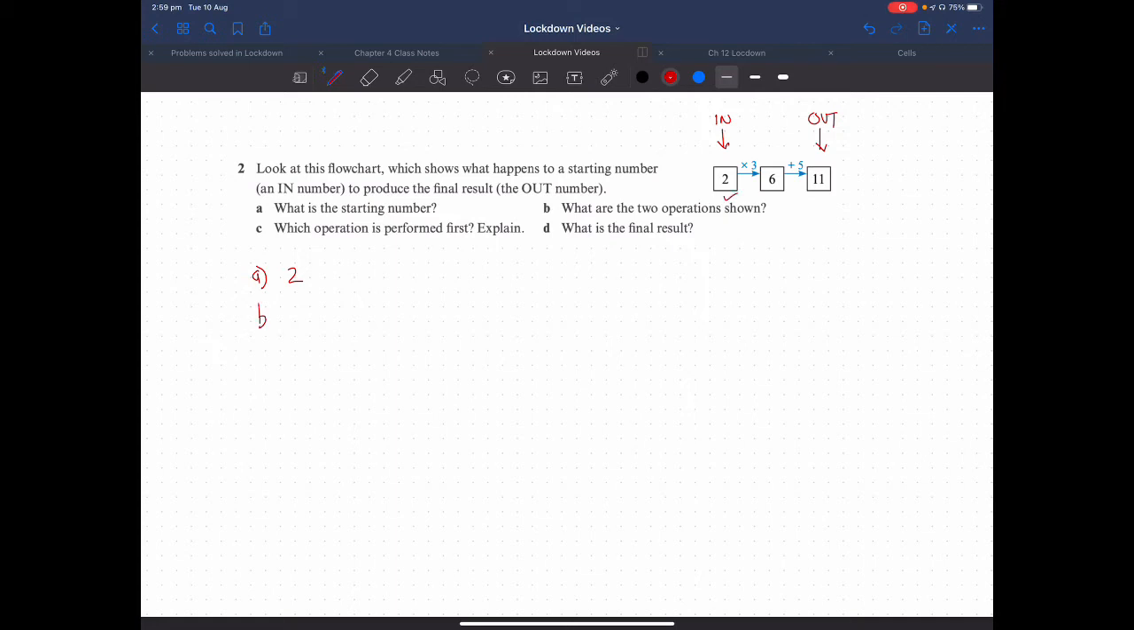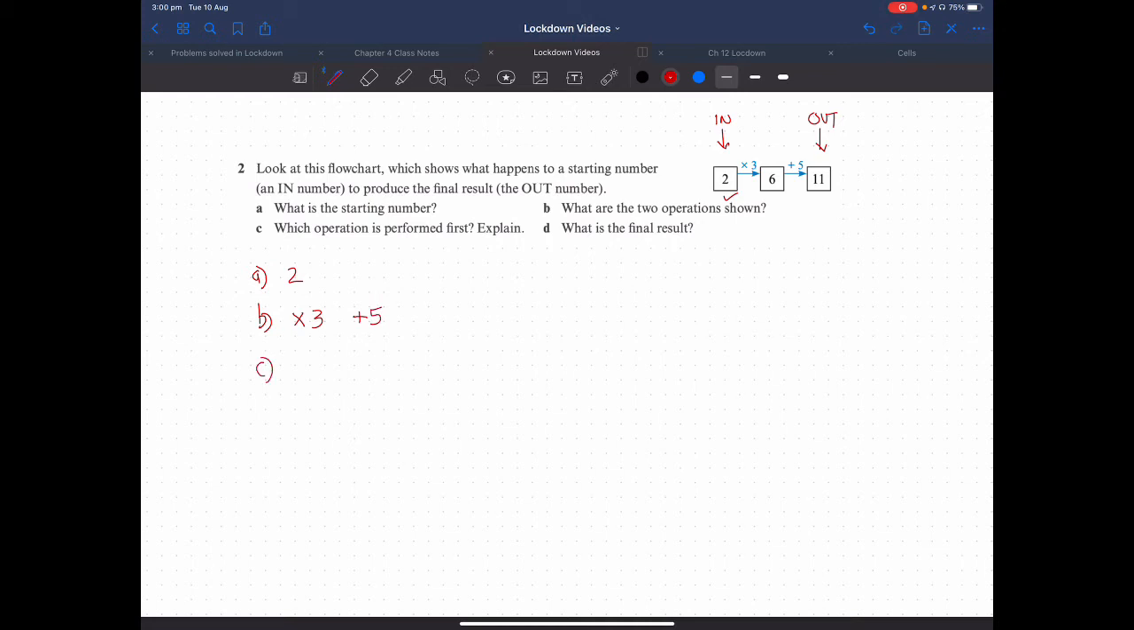B, what are the two operations shown? We're going from 2 to 6 by multiplying by 3. So the first operation is timesing by 3. We're then going from 6 to 11 by adding 5. So the second operation is plus 5.